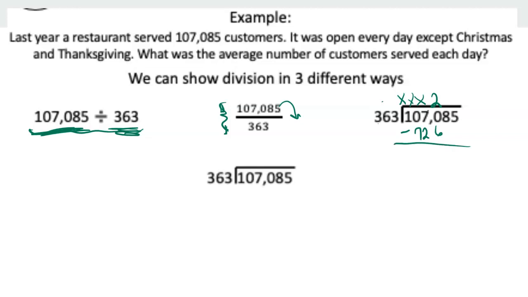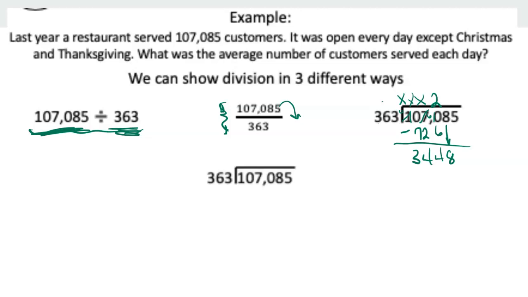I cannot do 0 minus 6, so I have to borrow. 10 minus 6 is 4. 6 minus 2 is 4. Borrow from my 1. 10 minus 7 is 3. And then I want to bring the next number down. It's my next step when I do my long division. Now I want to see how many times 363 can go into 3,448.